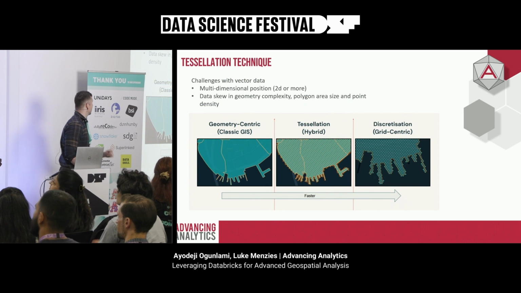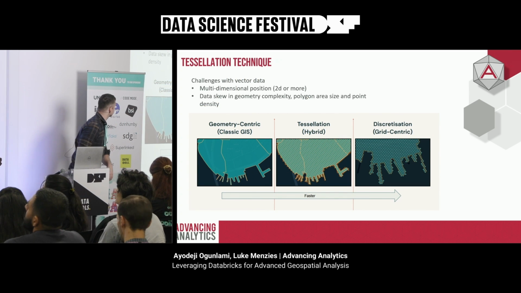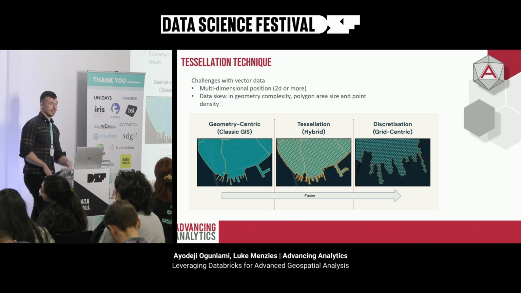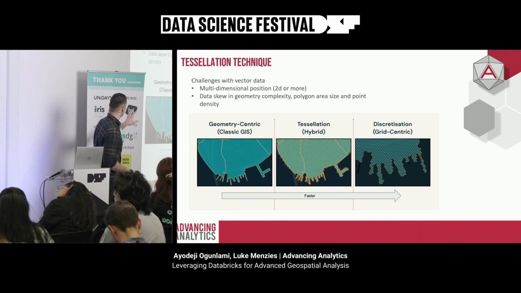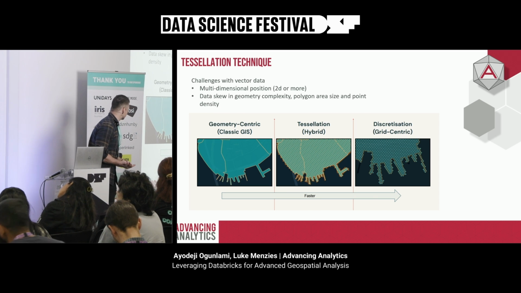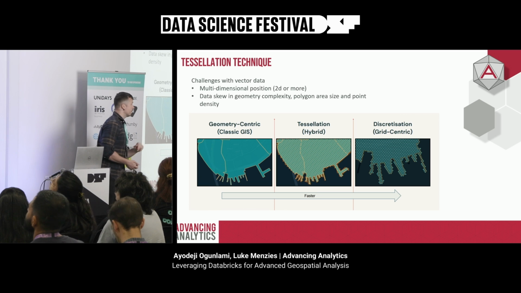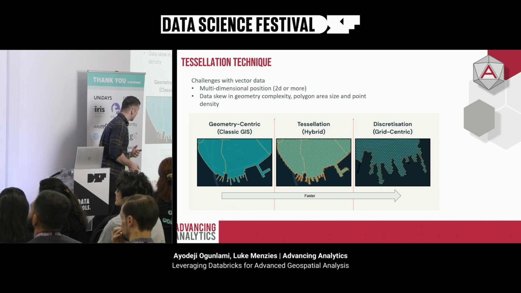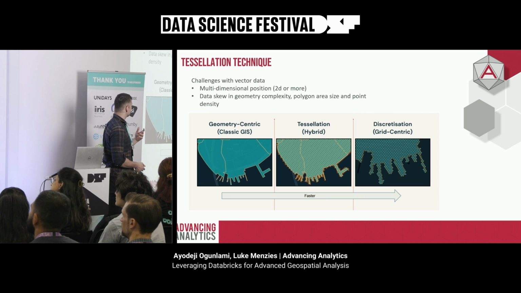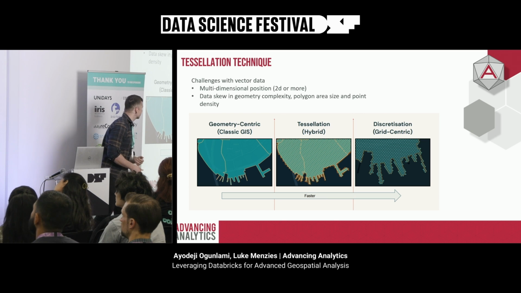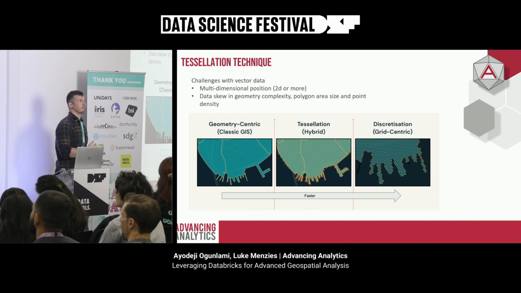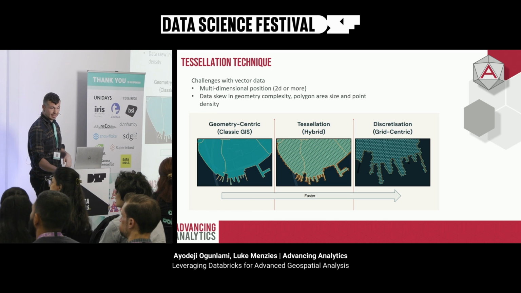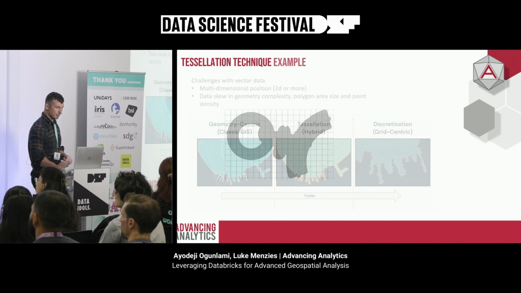The other thing I want to talk about is something called the tessellation technique. There's a few ways of doing these operations. Classically, the one on the left is how you do it traditionally. But then with grid systems, you can do tessellation. And then you can also do something in between, which is a discretization. It's sort of a compromise if you wanted to. But the tessellation technique, I want to explain a little bit more. So how does it work?